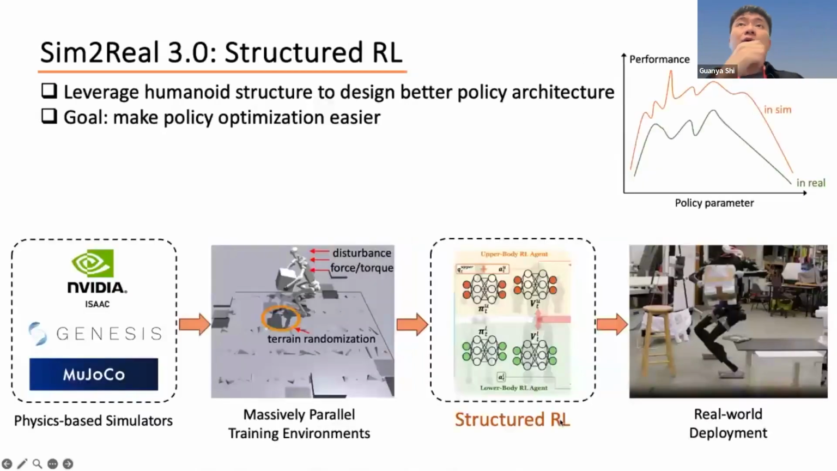Okay. I'm going to quickly talk about the second idea in Sim2Real 3.0, which is called structured RL. The idea is we can add some structure in the policy architecture to make it generalize better. The goal is we want to make the orange line and the green line here smoother.